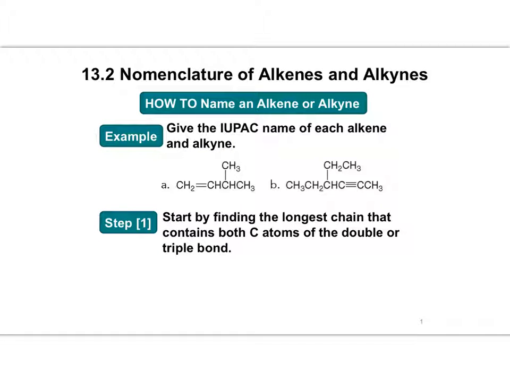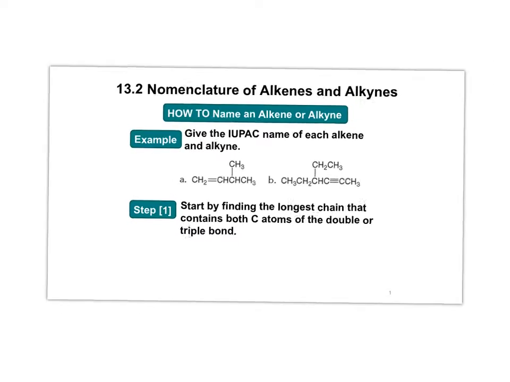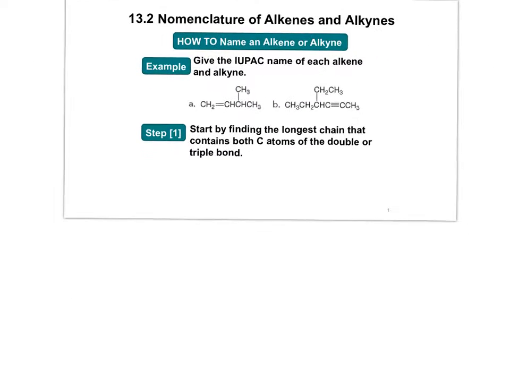Naming alkenes and alkynes. So for naming anything, there's the general form of prefixes, the parent, it's the longest continuous chain, and the suffix.